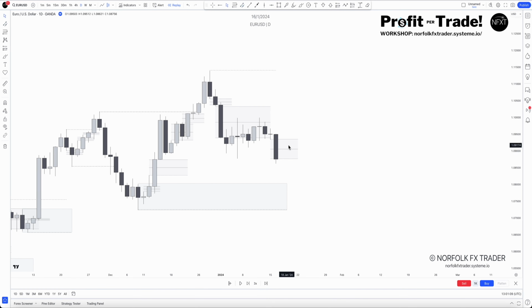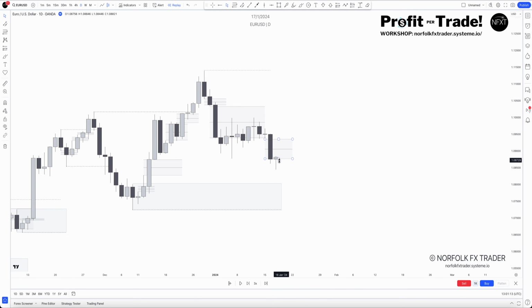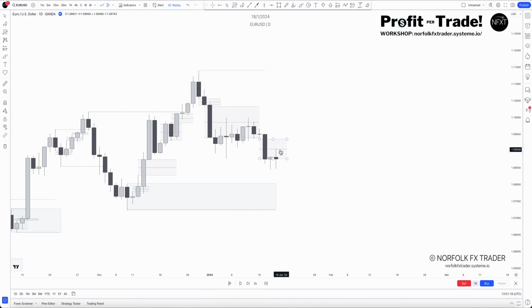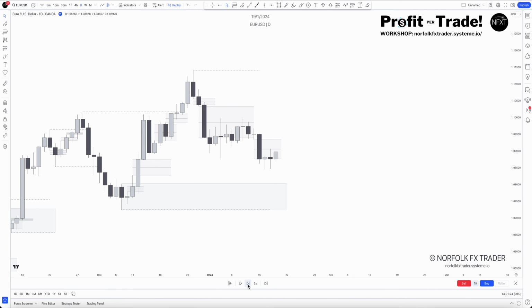Again, we're looking for a pullback into this zone to target down to this demand. So that's a bullish candle pulling back. Perhaps we can pull back to that 50% now. There it is. Now you can look to target this area of demand on the lower time frames where we're looking for those trades, obviously.